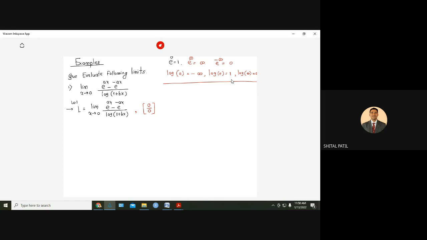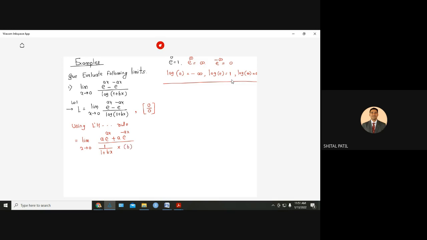So we can use L'Hospital's rule. We have to differentiate the numerator. The derivative is a e raised to x, plus the derivative of e raised to minus x, which is e raised to minus x, and the derivative of minus x gives minus, so plus a. Divided by the derivative of the denominator: 1 upon 1 plus bx, into the derivative of 1 plus bx.